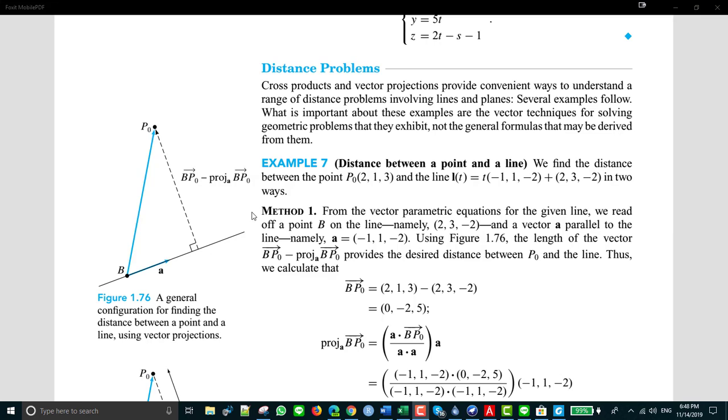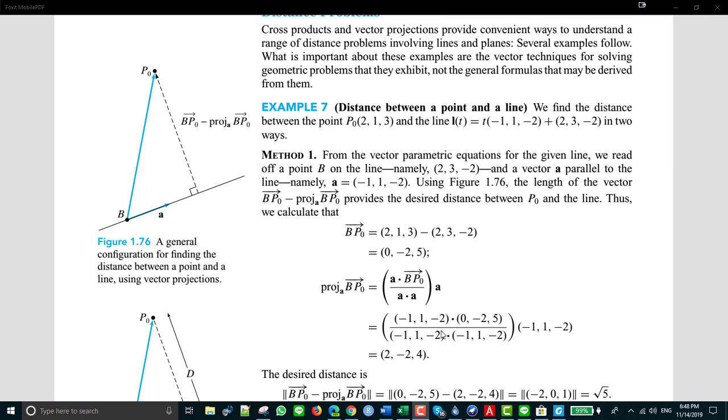Now we have to get the projection of this onto here. So that's the projection of BP0, this part, onto A. And we take this formula that we showed before, and it says A dot BP0 over A dot A, times A. This works out to be a scalar because it's a dot product over a dot product. So it's a multiple of A. It's going to be this multiple of A to here. And we do all of this, and we multiply times A, and this is what we get.